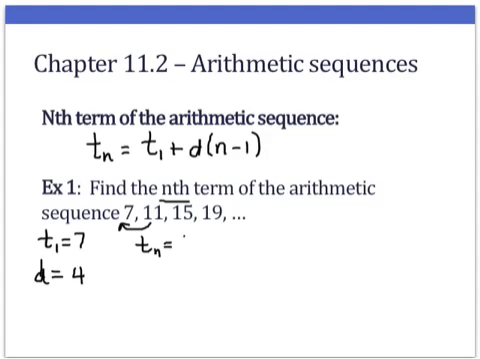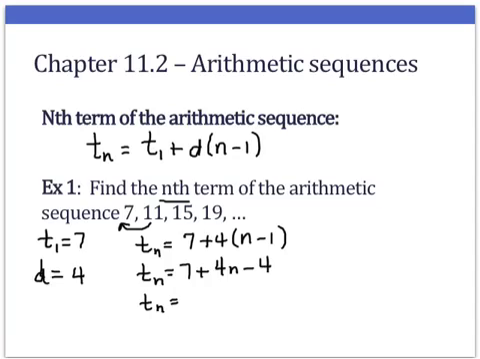So we'll just substitute what we know. Now, we want to simplify this a little bit. So, let's multiply the 4 through the parentheses. Distribute that, and then we will combine our like terms. And that gives us the equation for any term in this particular arithmetic sequence.